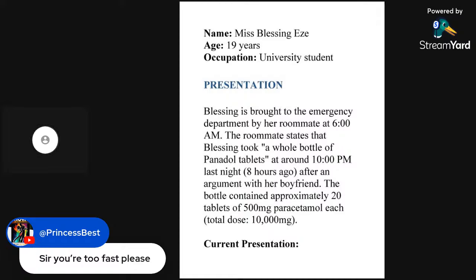So the roommate comes by 6 a.m. The roommate states that Blessing took a whole bottle of paracetamol tablets at around 10 p.m. You see, in the night. After an argument with her boyfriend.